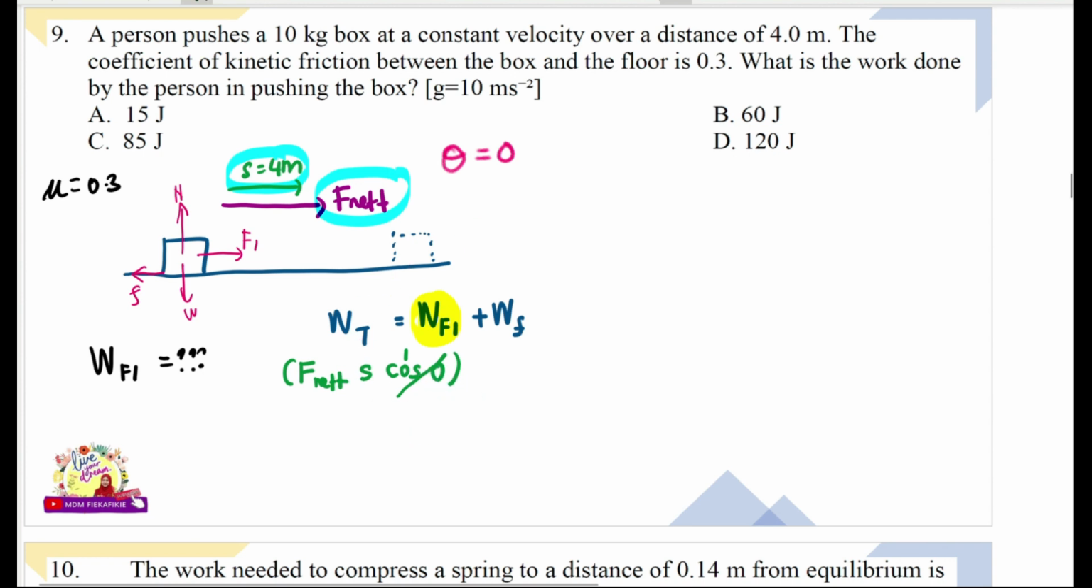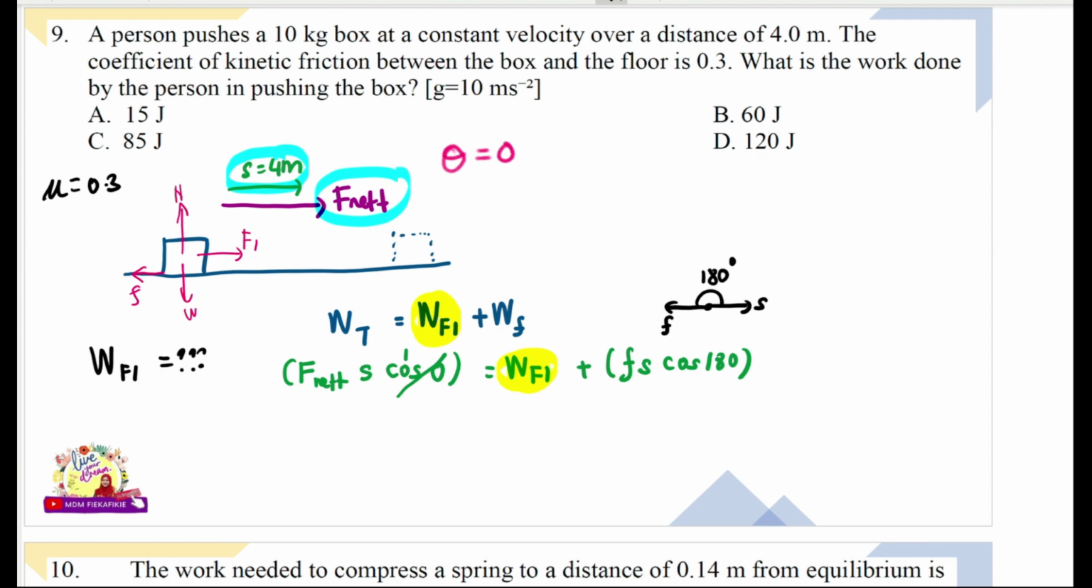Kita masukkan, kita tulis. This is the one yang kita nak cari. Saya highlight dekat situ. Plus the work done to against the frictional force. Okay, it should be F friction darab dengan S cos 180 degree. Kenapa 180 degree? Sebab apa? S ke sini. F opposite direction with the motion. So the angle between them is 180 degree.